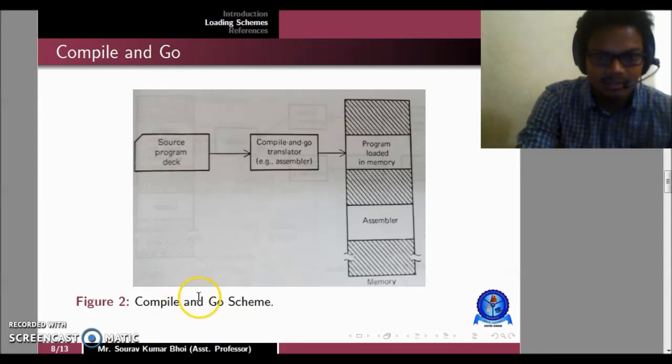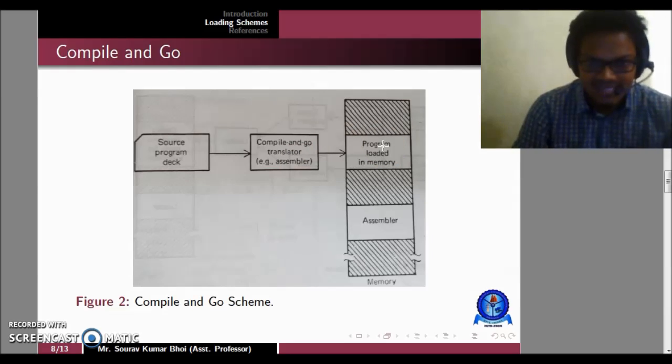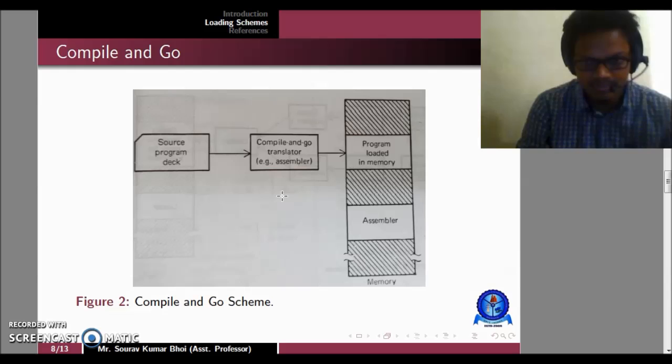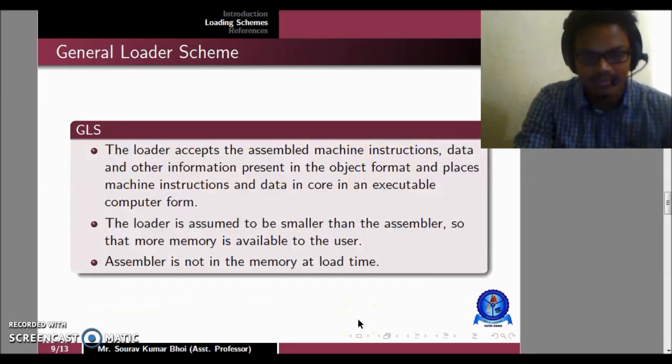Here you can see the compile and go scheme. Here the source program deck is there. By using the compile and go translator or assembler, the source program is loaded into the main memory. But here you can see the assembler or the translator is also in the memory, so it takes more memory. It means the assembler is also a program, so it is getting executed in the main memory, so it takes more memory.